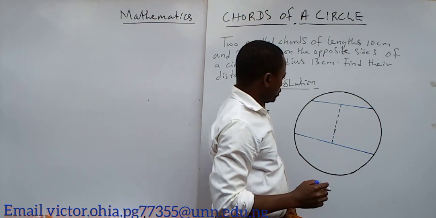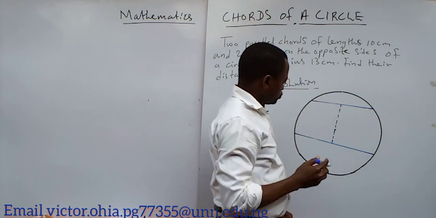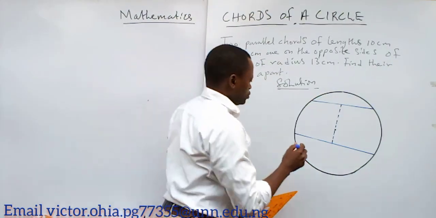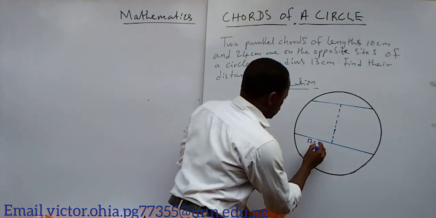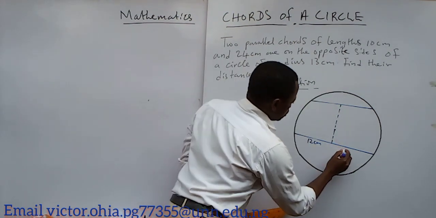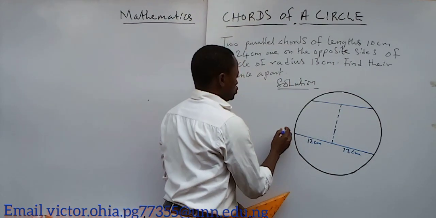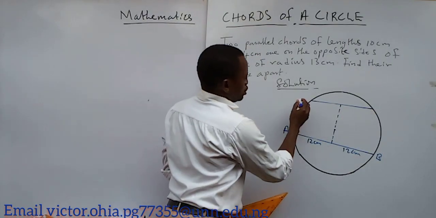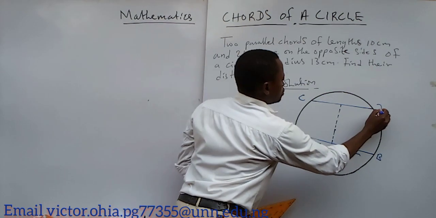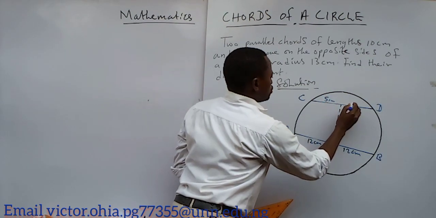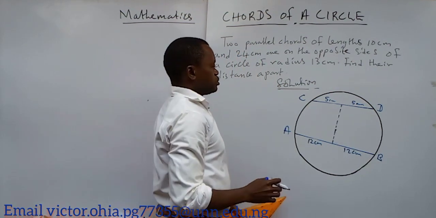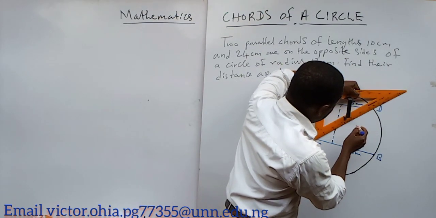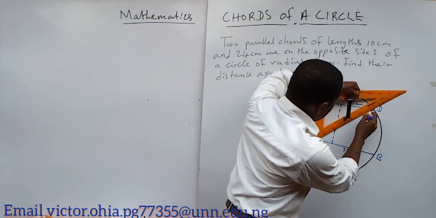Now we were also made to understand that here will be 12 cm, making this chord, let's say AB, the chord AB 24 cm, and this chord CD, CD 10 cm, 5 cm here, 5 cm here, because of that bisection. The radius is said to be 13 cm.